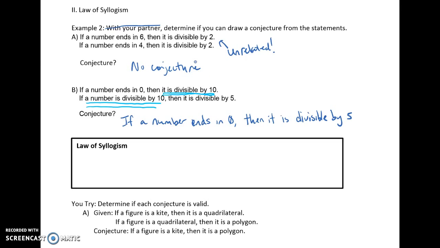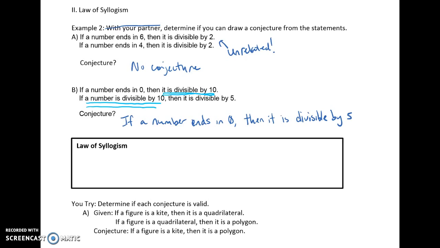So this is what we call the law of syllogism. It's when you have two conditional statements, and no matter what order they come in, you see one conclusion repeats as the hypothesis of the other statement. Then we can create a brand new conditional statement putting the hypothesis and the conclusion, which don't repeat, together.